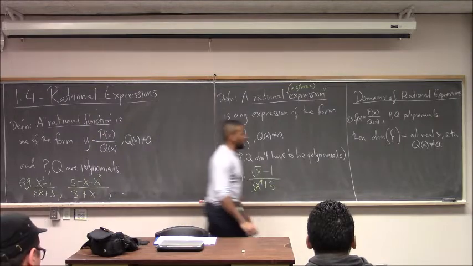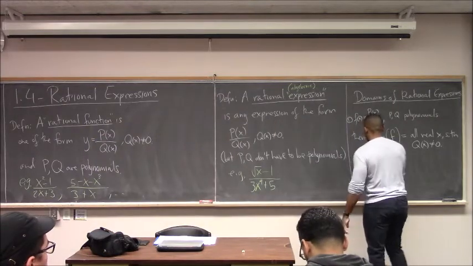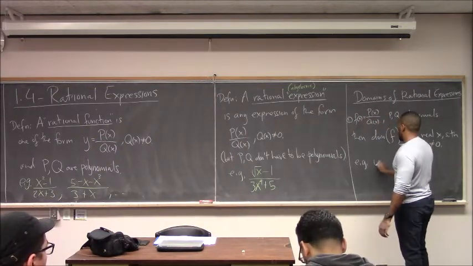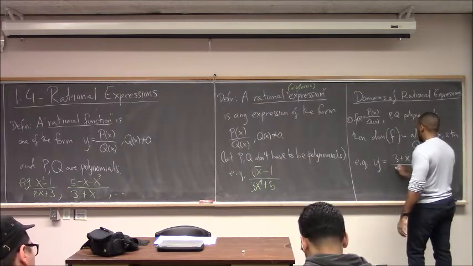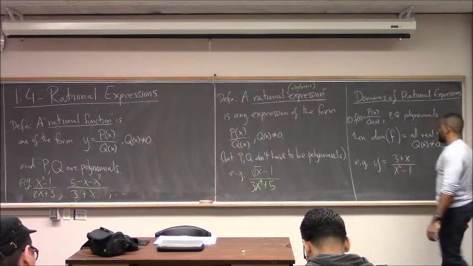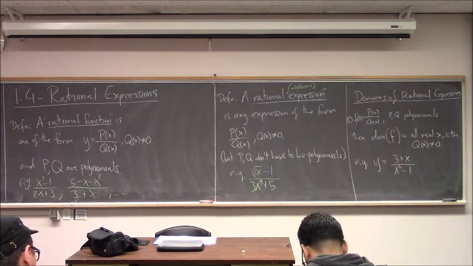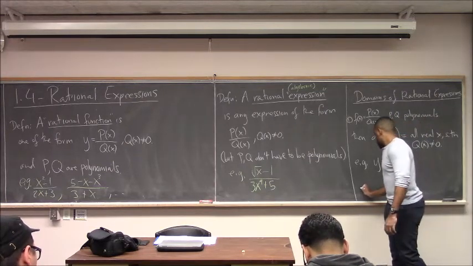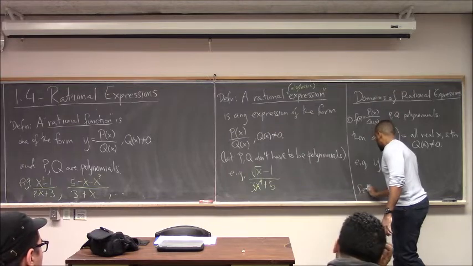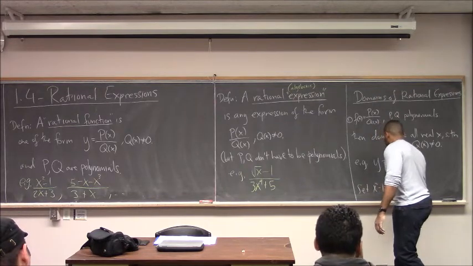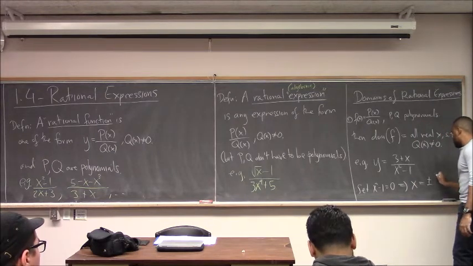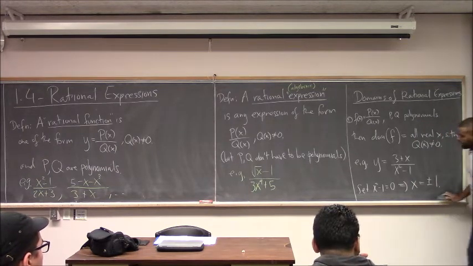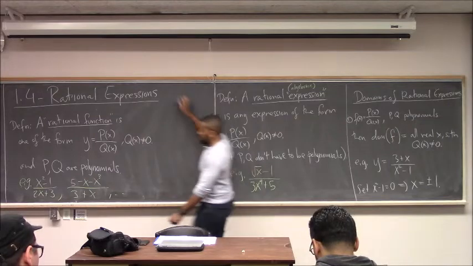Okay. Let's just do an example here. I could have y equals 3 plus x over x squared minus 1. And so what you would do is you would set x squared minus 1 equals 0. You'll realize that the solution is x equals plus or minus 1. And so for the domain, you only care about the denominator being 0.